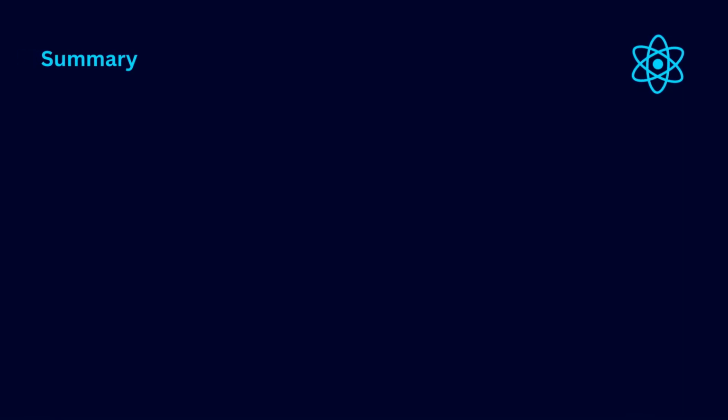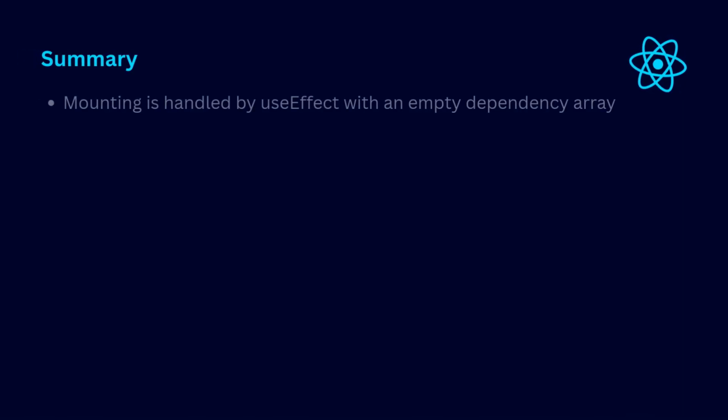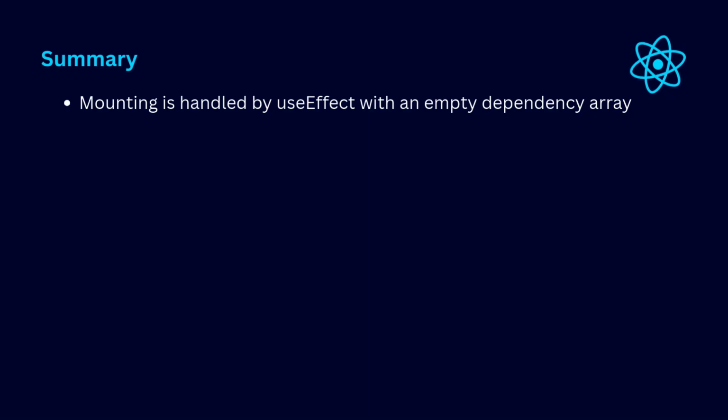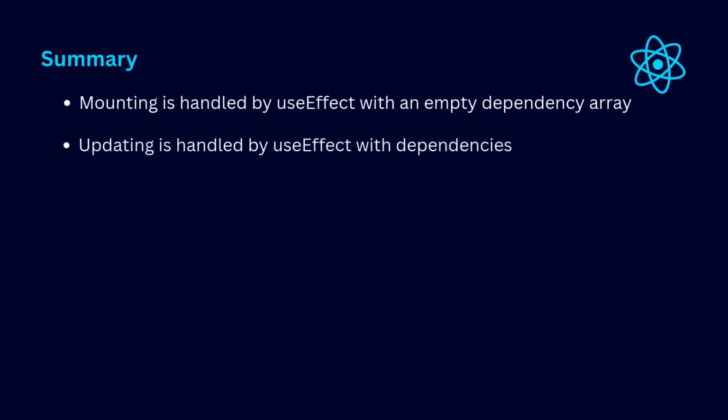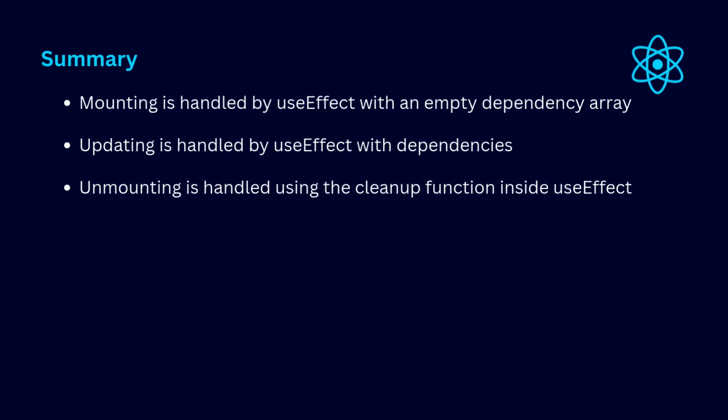Let's summarize this video. In functional components, mounting is handled by useEffect with an empty dependency array. Updating is handled by useEffect with dependencies. Unmounting is handled using the cleanup function inside useEffect. This makes useEffect the single tool that replaces all lifecycle methods from class components.